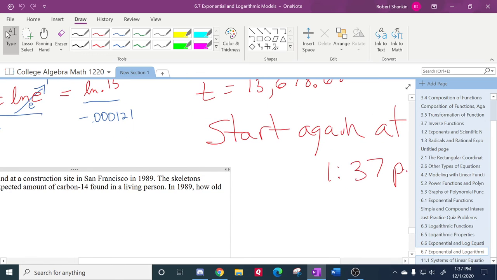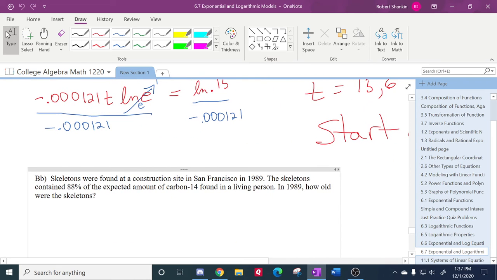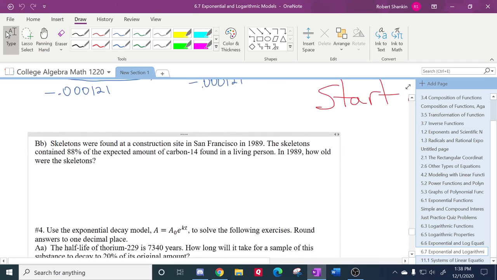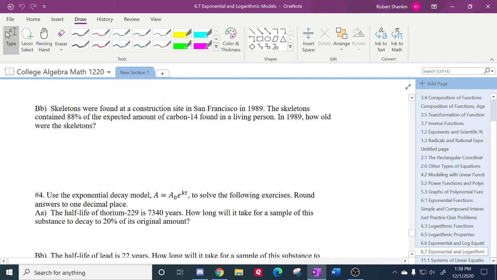And we're going to go to 3B. Skeletons were found at a construction site in San Francisco in 1989. The skeletons contained 88% of the expected amount of carbon-14 in a living person. In 1989, how old were the skeletons?